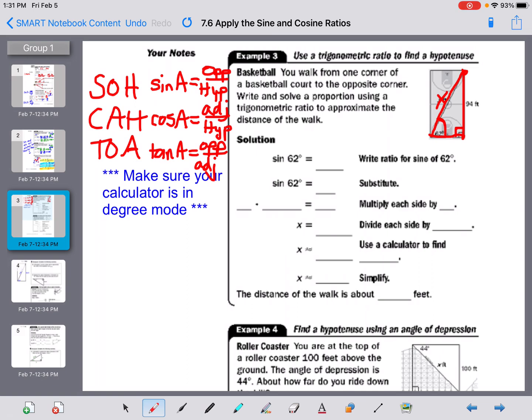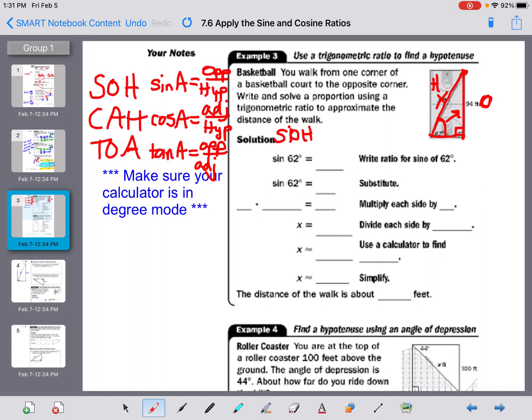So this is what I really want you to stress when you start working on these problems. Here's my angle. Across from it is the opposite. I'm looking for the hypotenuse. So when I mark those, I say, oh, I see an O and an H. What uses O and H? SOH, CAH, or TOA? Well, SOH does, okay? So I'm going to go to SOH, which is sine, okay?